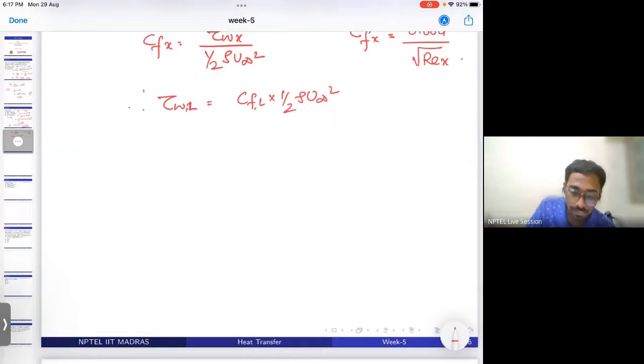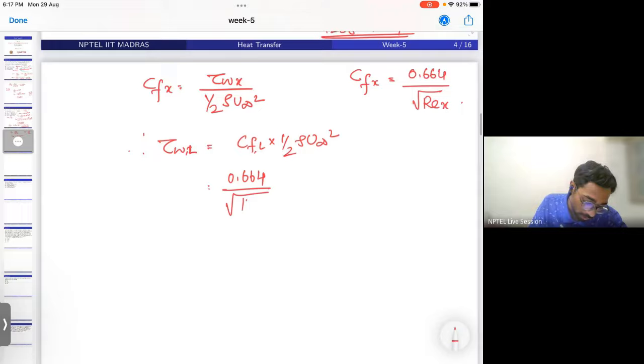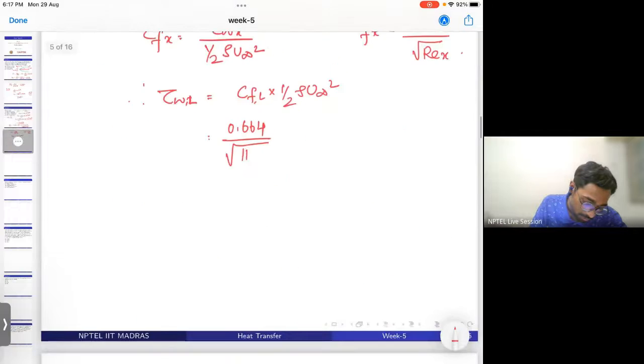Okay. So we can substitute the values, that is 0.664 by root Re_x. What is Re_x? We already found that. That is 1161.44 into half rho u infinity square.